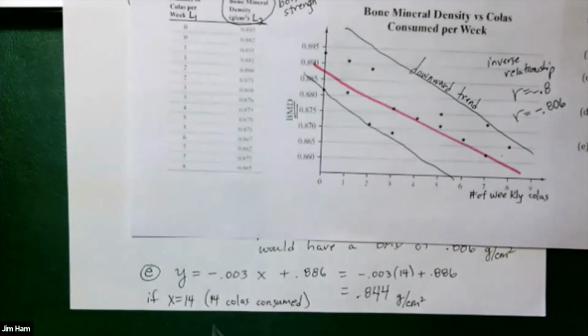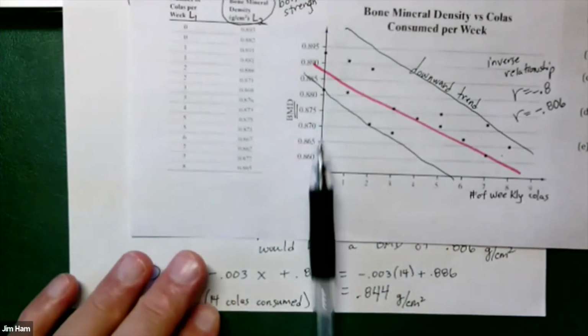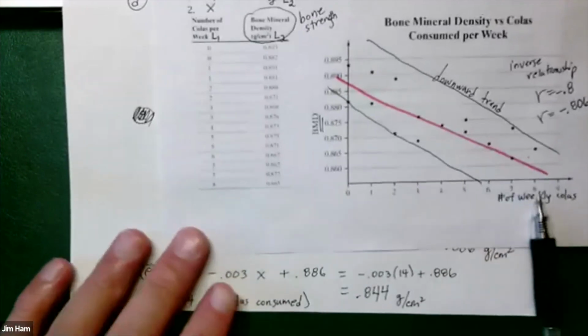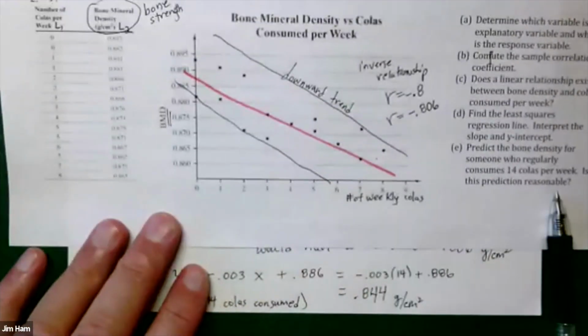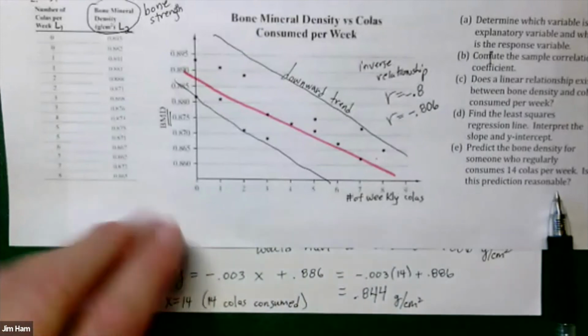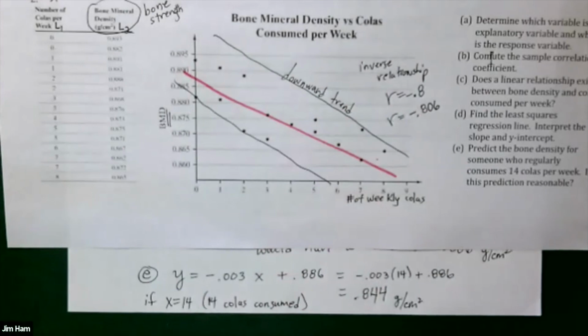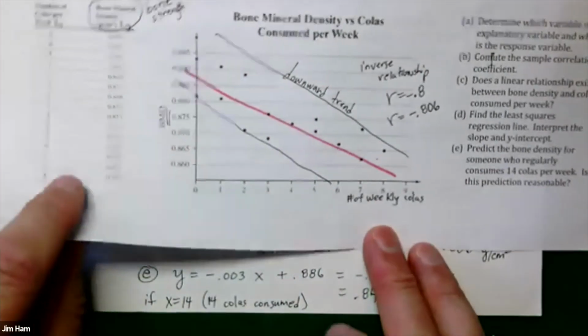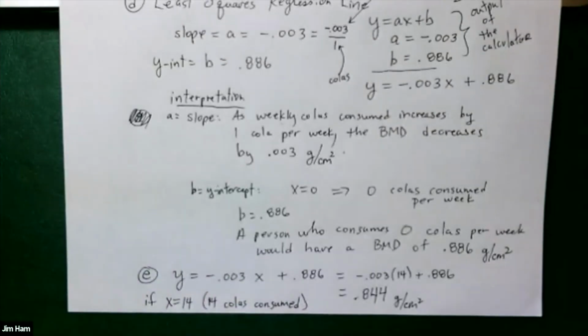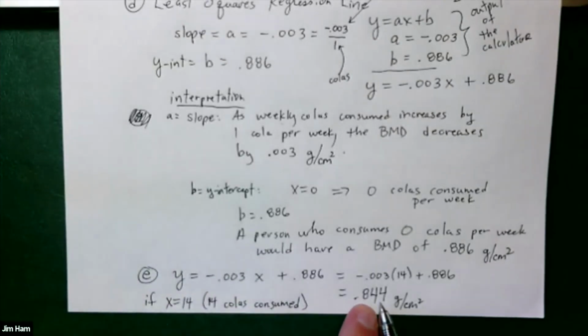So the other reason is that our data only goes from 0 to about 8 colas. We don't have any data from 8 out to 14. And there's no guarantee that this trend is going to continue. This is called extrapolation, where we try to predict the value outside our data range. And whenever you do that, you have to be careful. And so I would say not a good prediction because the bone mineral density here is too low for a human.